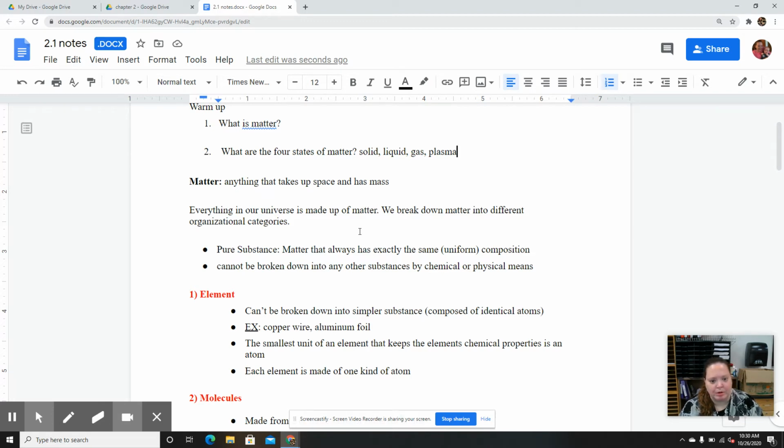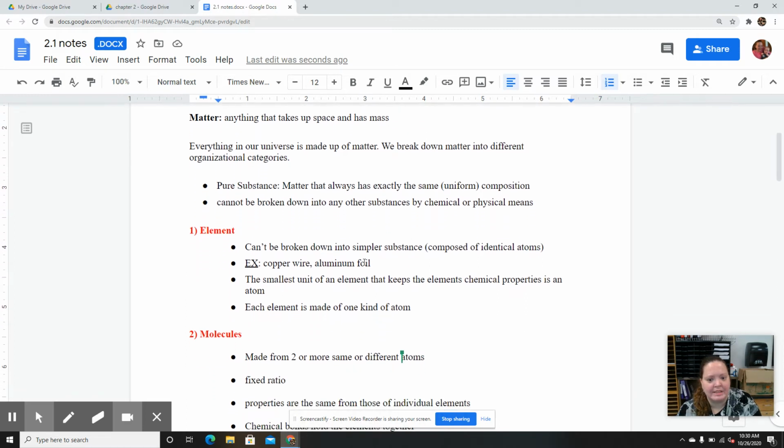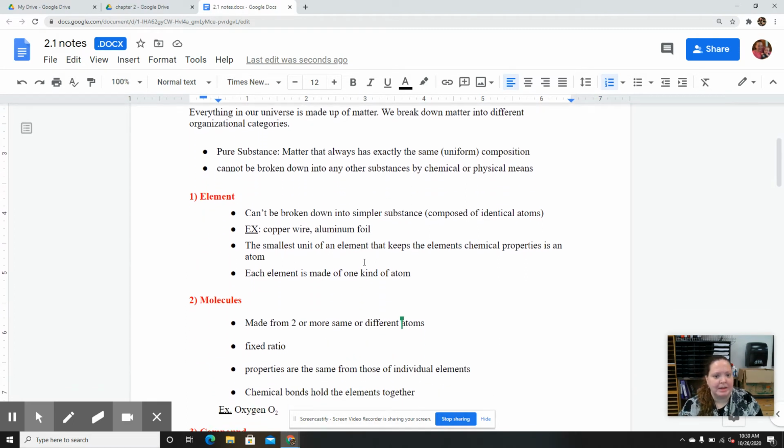So an element cannot be broken down into any simpler substance, and again, I mean by a normal physical or chemical means. So copper wire, aluminum foil, that's as far as we can go with it. An atom is the simplest unit of an element that keeps the chemical properties of the element. Each element is made of only one kind of atom. So copper wire is only copper atoms. Aluminum foil is only aluminum atoms.